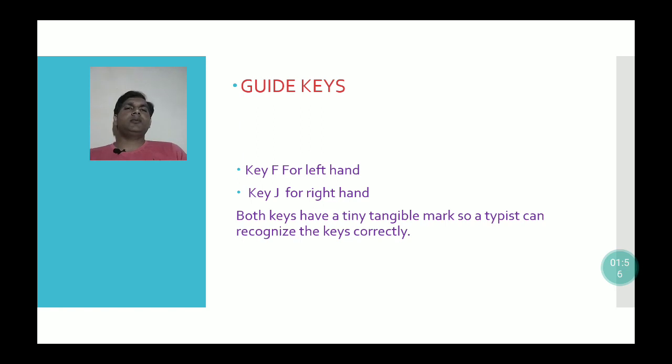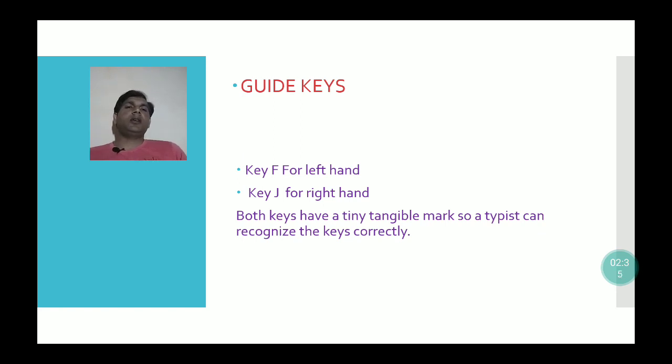Next, guide keys. Which are guide keys? Generally for typing, a typist does not look at the keyboard. It only looks at the screen. So for the convenience of the typist, there are 2 keys in the keyboard which are called guide keys, and these keys are F and J. For the left hand, the F key, and for the right hand, the J key is the guide key.